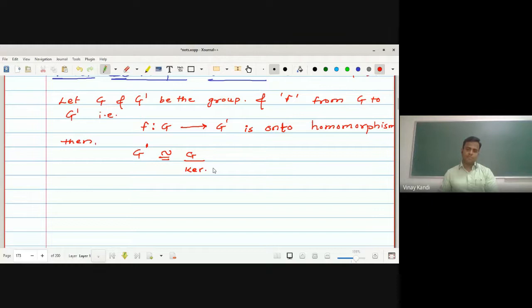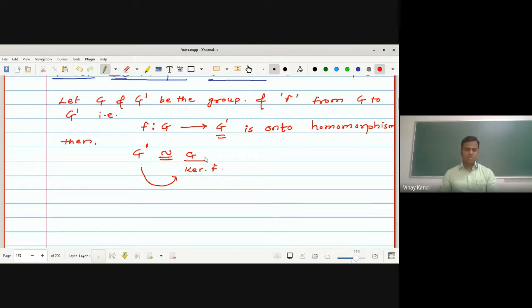G upon kernel of f. That is the quotient group, the quotient group of G by kernel of f. So we have to prove that G dash is isomorphic to it. Isomorphic means there exists a function between G dash and G upon kernel of f, this quotient group, such that the function is one-one, onto and a homomorphism.